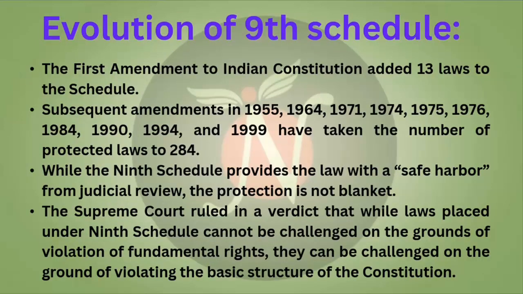Now we will move on to the evolution of the ninth schedule. The first amendment of the Indian Constitution added 13 laws to the schedule. Subsequent amendments in 1955, 1964, 1971, 74, 75, 76 and 1984, 1990, 1994 and 1999 have taken the number of protected laws to 284. While the ninth schedule provides laws with a safe harbour from judicial review, the protection is not a blanket.